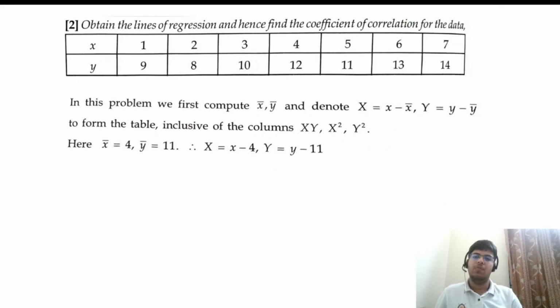Now let's see with a problem how it is done. In this problem, we need to compute x bar and y bar and denote the values of x and y. For calculating this, we will draw a table where we'll need the values of capital X and capital Y. To calculate the values of capital X and capital Y, we have a formula: x minus x bar for capital X and y minus y bar for capital Y. The x bar and y bar are calculated from the table given above, where we need to calculate the mean, and that gives the values for x bar and y bar.